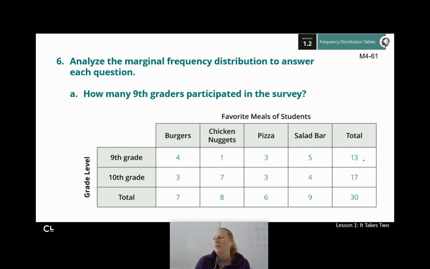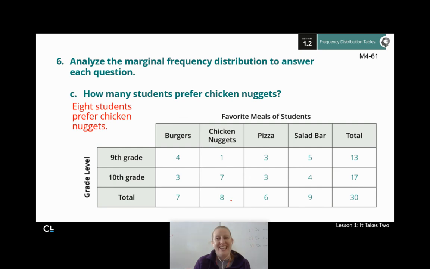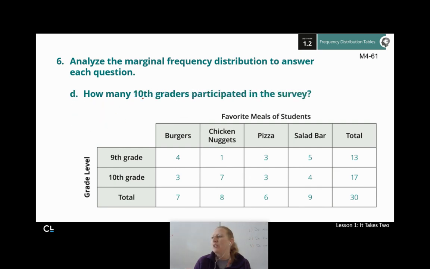So how many ninth graders participated in the survey? 13 ninth graders participated in the survey. How many students preferred burgers? Oh, we got a total of 7 students that prefer burgers. How many students preferred chicken nuggets? I got a total of 8 students that prefer chicken nuggets. How many 10th graders participated in the survey? Looks like I've got 17 total, so 17 10th graders participated in the survey. How many students preferred the salad bar? I would say 9 of them did.